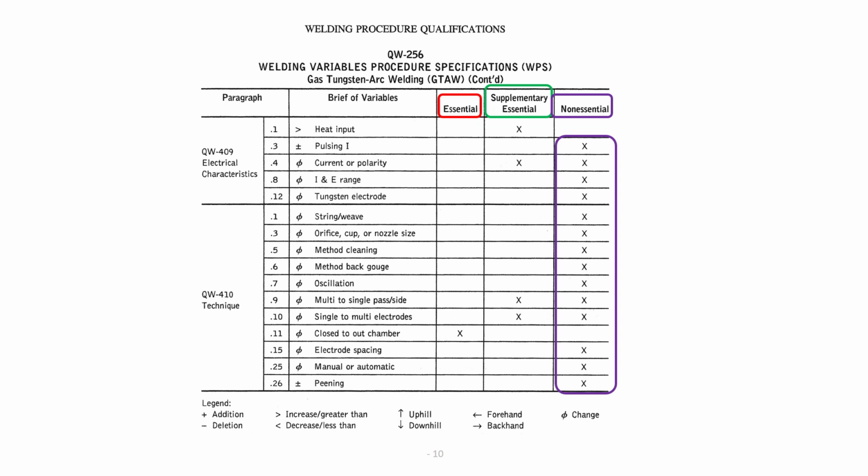Supplementary essential variables, you can see there's only four of those that you'd add for impact testing: heat input, and the current or polarity. You don't have to address those on the PQR if you don't have impact testing. But if you're doing a PQR where there's going to be impact testing, you have to address all those supplementary essential variables. So I hope this sorts out the essential, supplementary essential, and non-essential variable vocabulary alphabet soup for you.